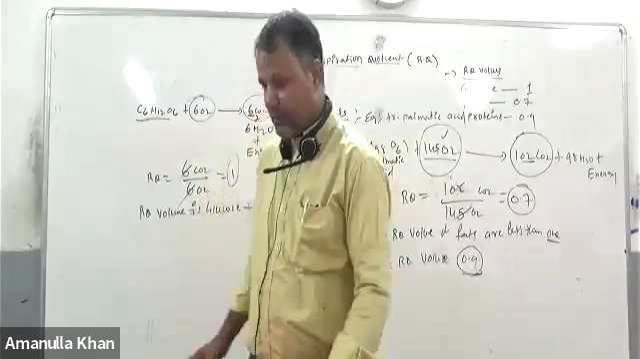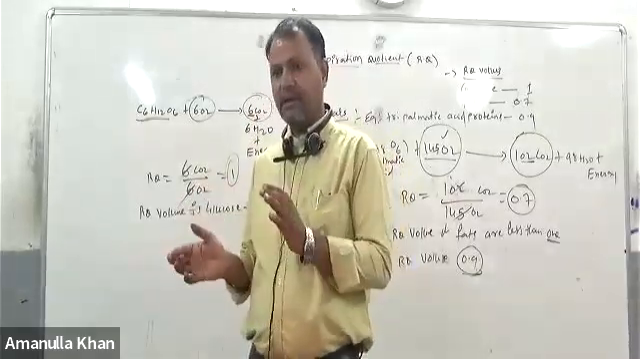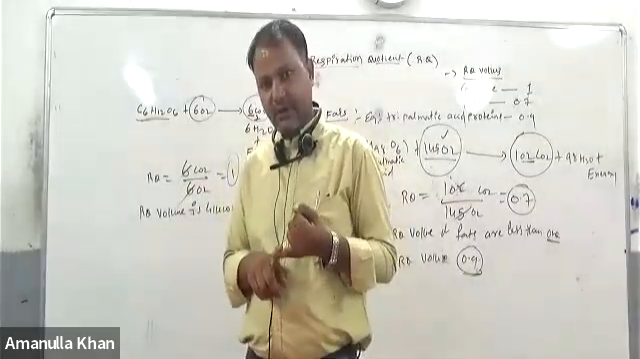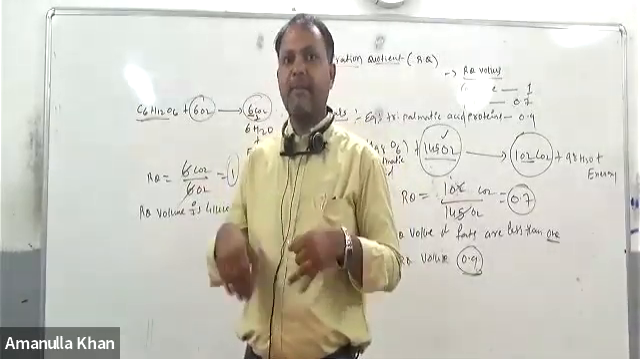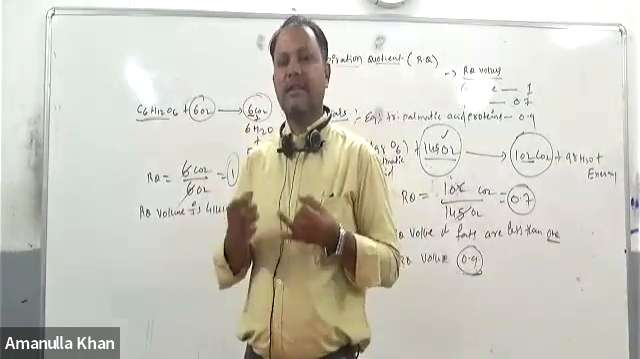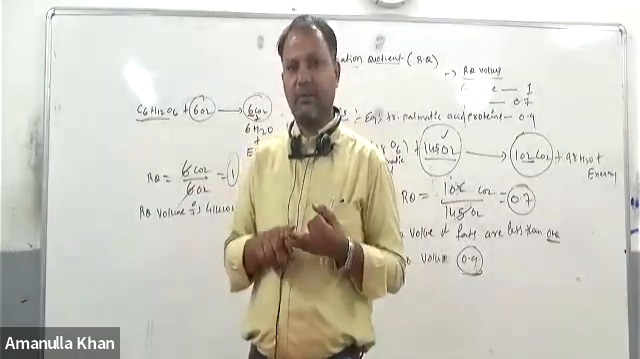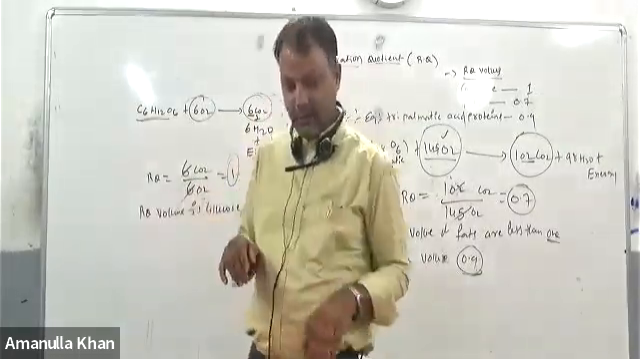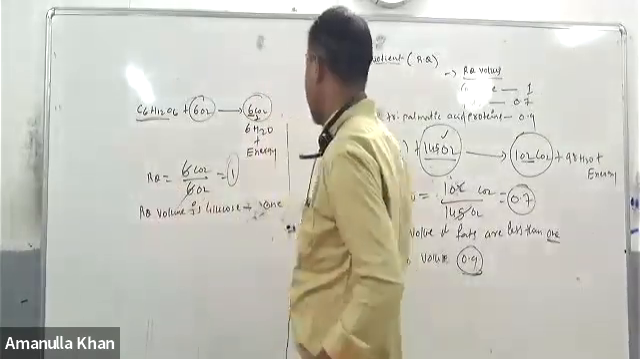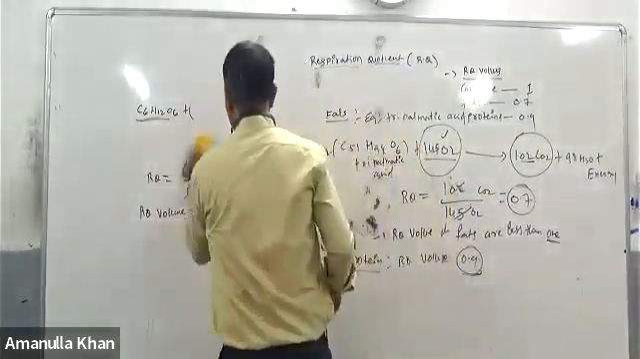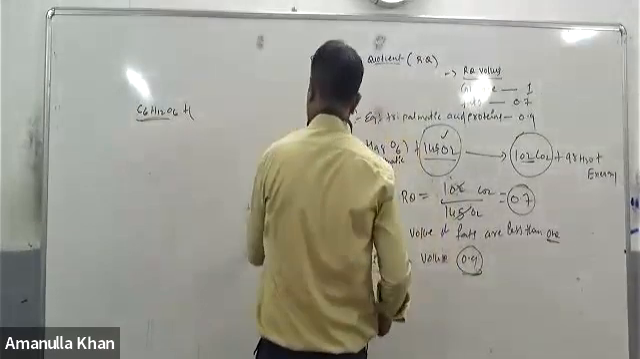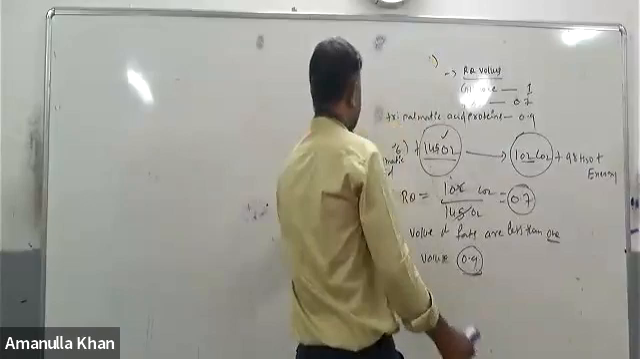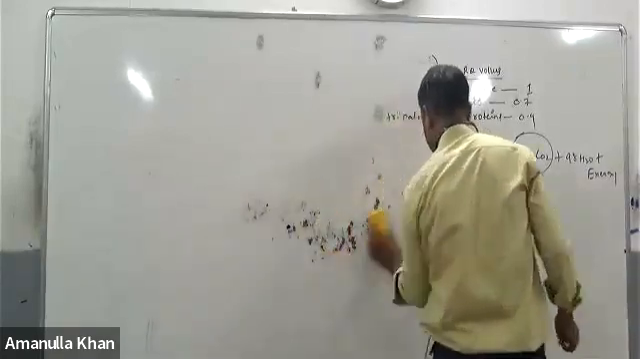In the amphibolic pathway, both types of metabolism occur. Catabolism is the destructive process, and anabolism is the making process, the constructive process. Constructive and destructive processes both occur in this step. That's why it's called the amphibolic pathway. Amphibolic pathway means both types of metabolism, constructive and destructive, occur.